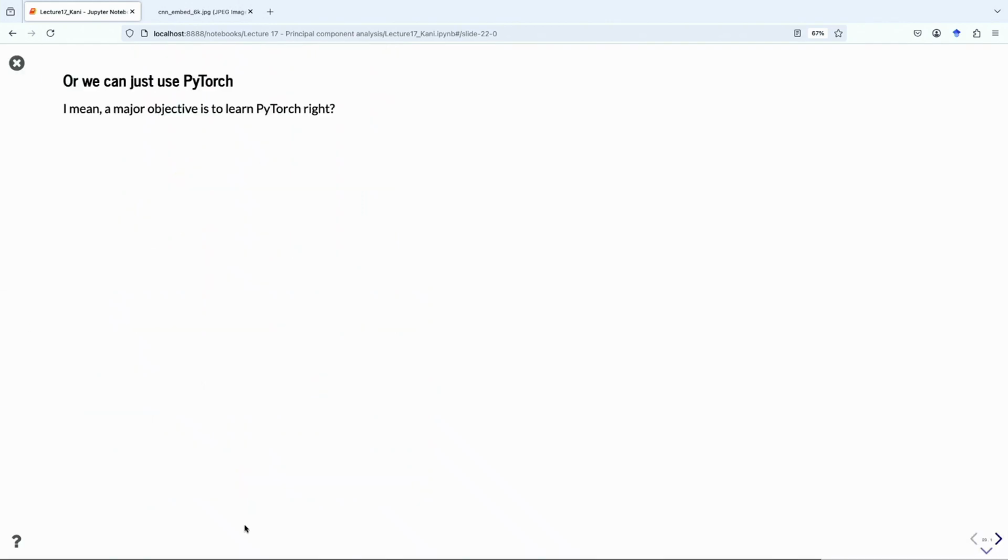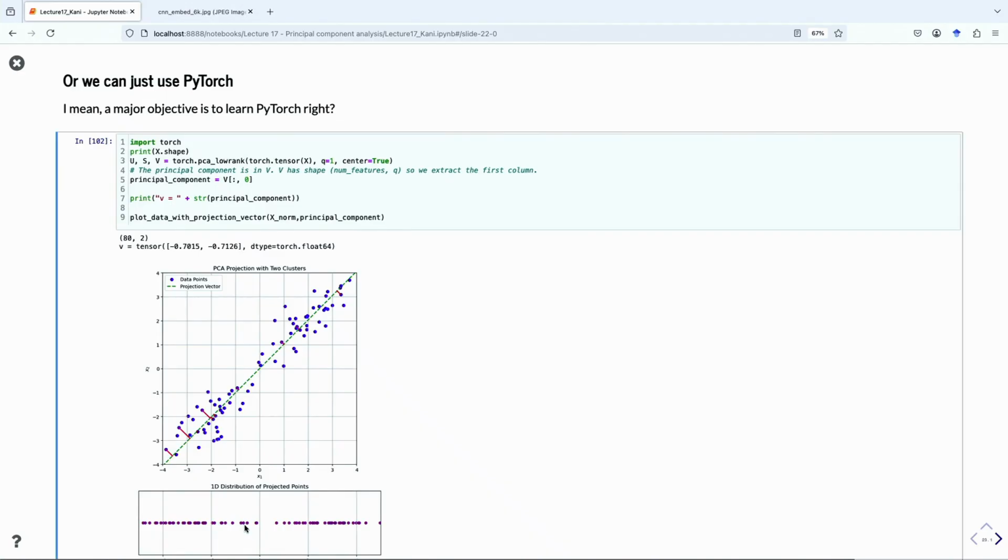Or, we could just use PyTorch, save ourselves a lot of hassle. There's a PyTorch function called torch.pca_lowrank that gives us a lot of information, but this V matrix gives us the actual eigenvectors that you could select from to get the principal components. So by the way, when we do this analysis, the largest eigenvectors, we call those the principal components. So that's why it's called principal component analysis.